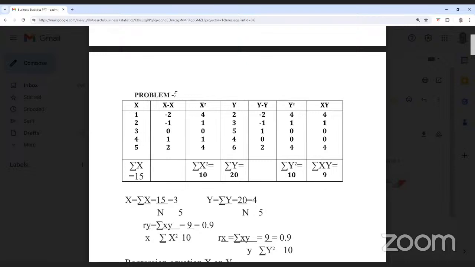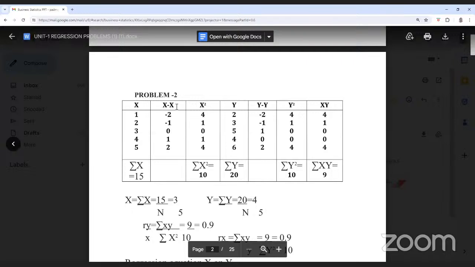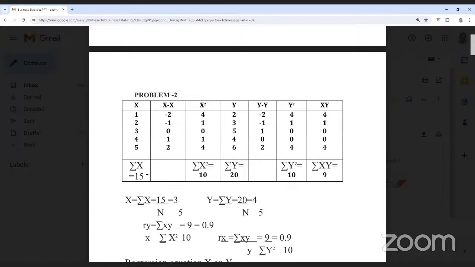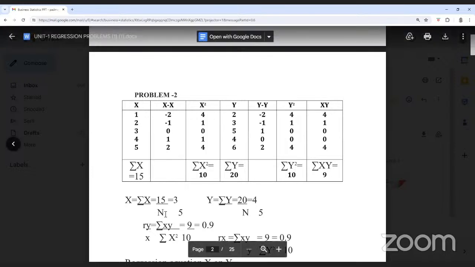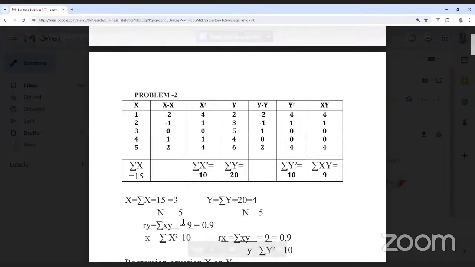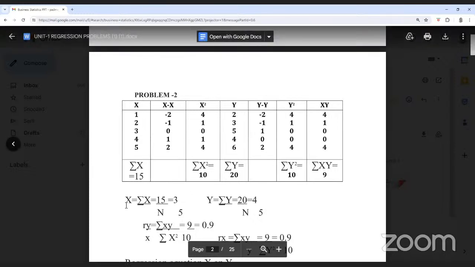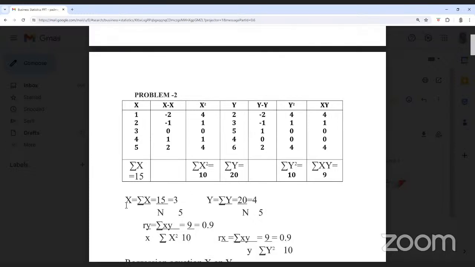So mean you have to find. What is sigma x here? 15. What is n here? 1, 2, 3, 4, 5. It is 5. 15 divided by 5 is 3. Mean value is 3. Okay?